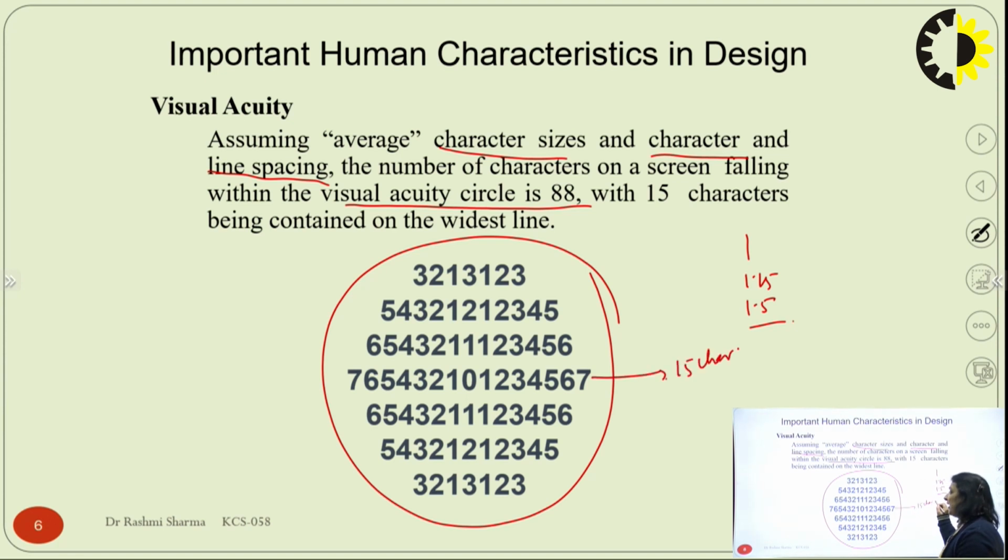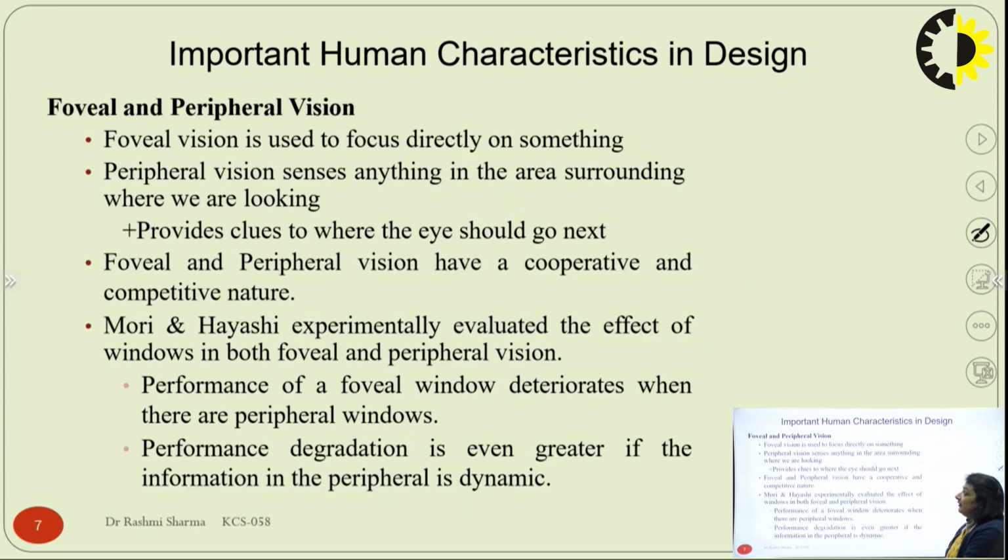This has 15 characters in a line. So this is 15, this is 13. I think this is 1, 2, 3, 6, 9 and 11, and this is 9. And count it. So those total 88 in the acuity circle. Whenever you look, you are able to have a look at this particular 88 characters when the widest line has 15. If the widest line has 13, then the number of characters reduces. So this is the penetration power of your visual acuity which you have in a system.